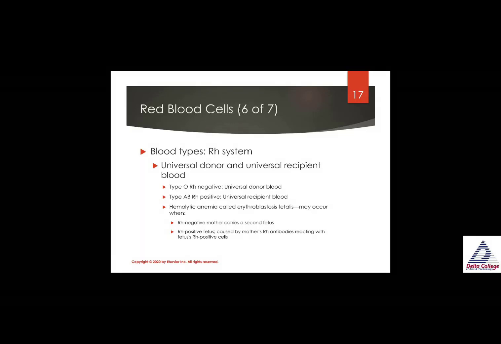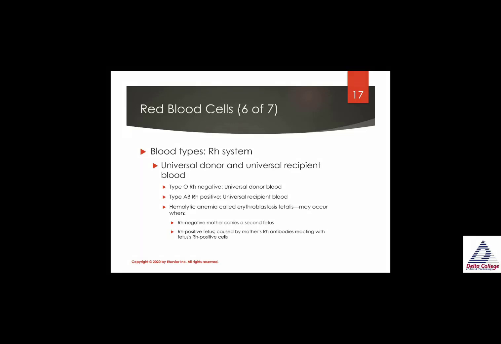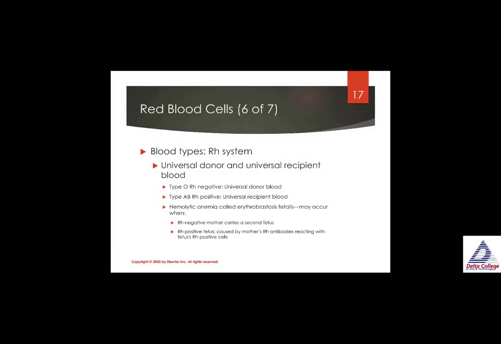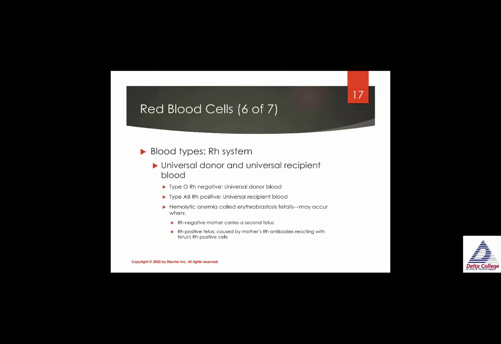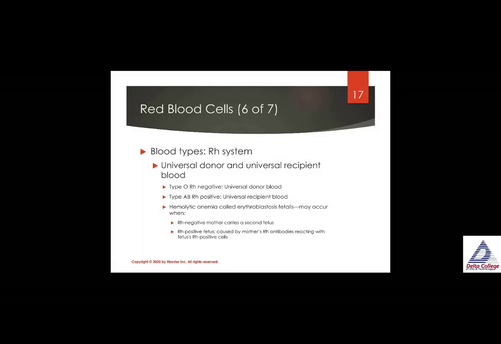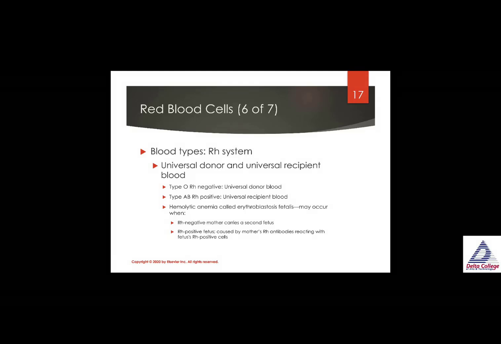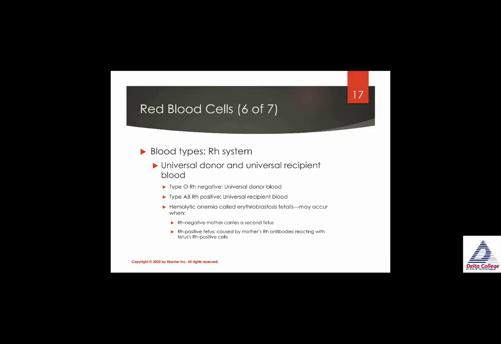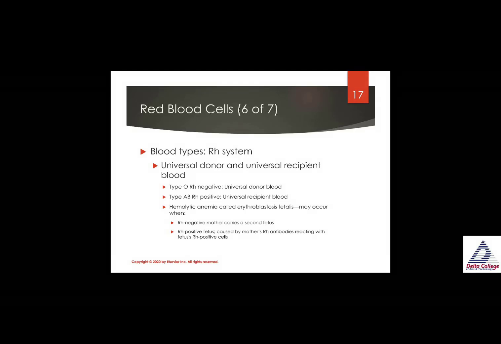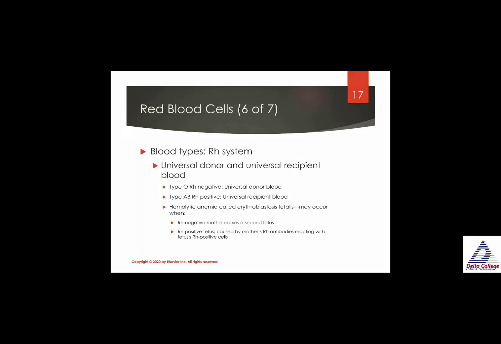Now, hemolytic anemia is also called erythroblastosis fetalis, and this can occur only during pregnancy. Erythroblastosis fetalis is hemolytic anemia, and it happens when an Rh negative mother carries a second fetus. So it doesn't happen the first time, it happens the second time. The Rh positive fetus and the mother's Rh antibodies react with the fetus's Rh positive cells and start to destroy each other. So the baby is positive and the mom is negative.